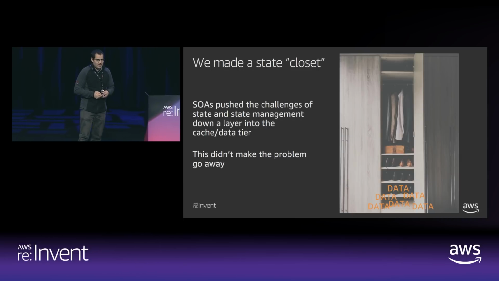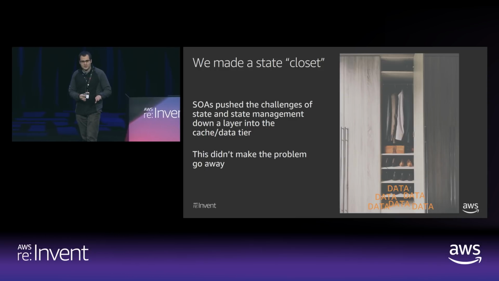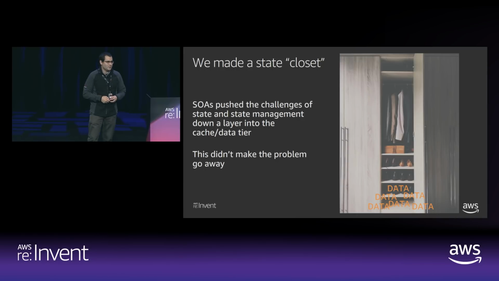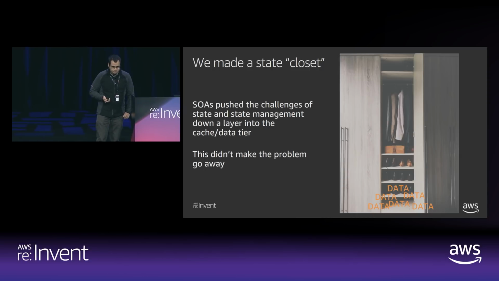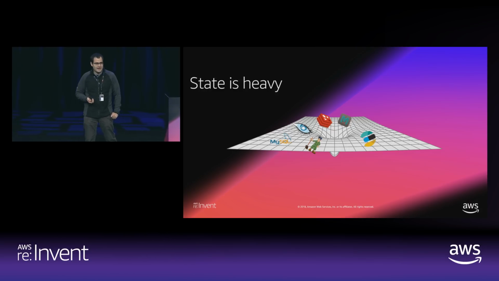So I like to say that at Netflix, when we moved to a service-oriented architecture, we just threw all our state into a closet, which is the data tier. And it didn't make the problem go away. It just moved the problem from your applications to your data stores and to your stateful caching layers. And this is difficult because state is really heavy. What I mean by that is that when instances fail or when hard drives fail, it's very difficult to move and recover the state that you had before.